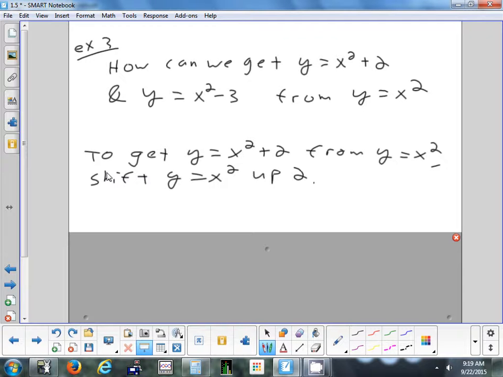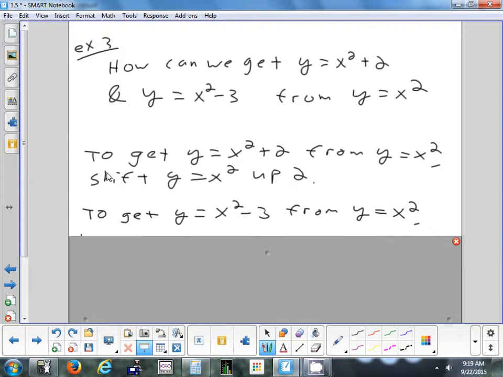Okay, and likewise, I could graph this other one, but I think you can probably figure out what it's going to do. What do you think x squared minus 3 does? It's going to go down 3. It's going to go down 3. All right, so to get y equals x squared minus 3, y equals x squared, shift y equals x squared down 3.